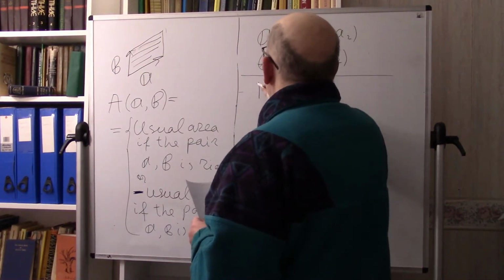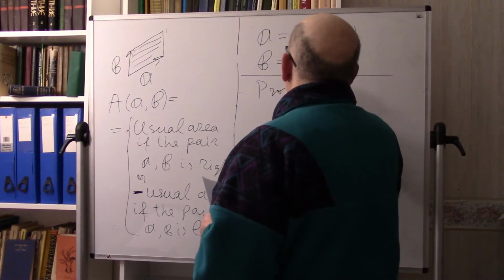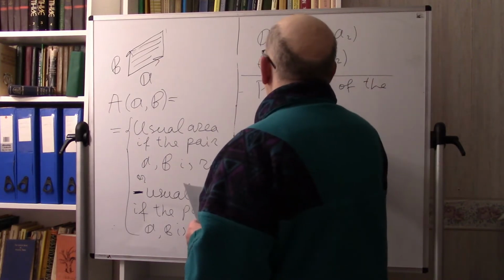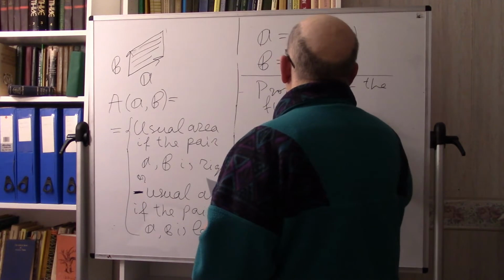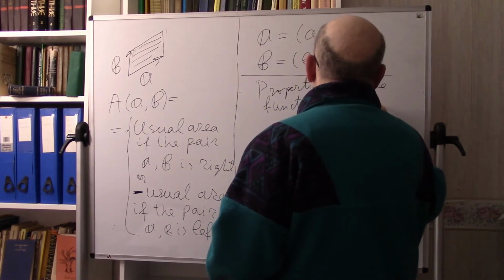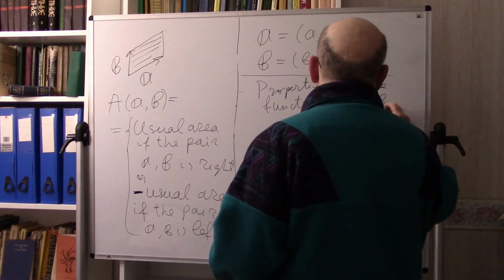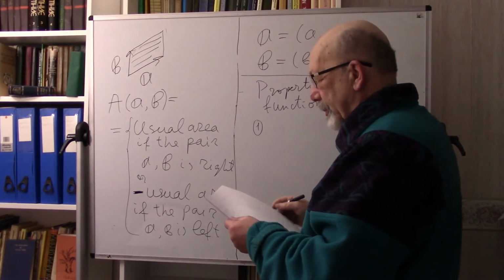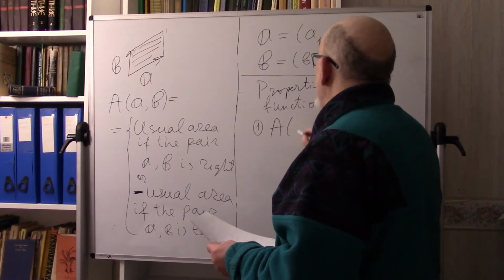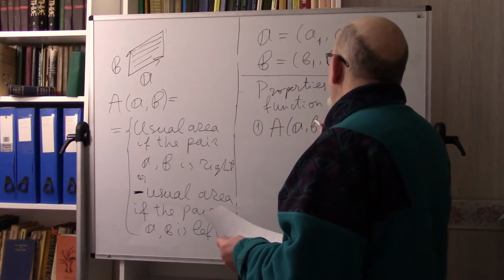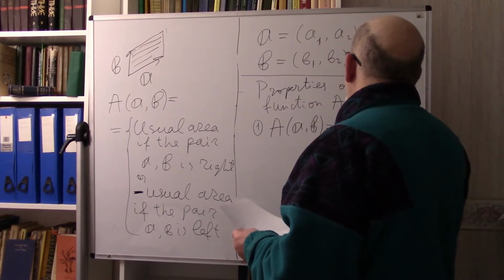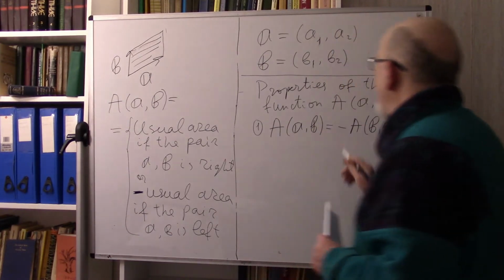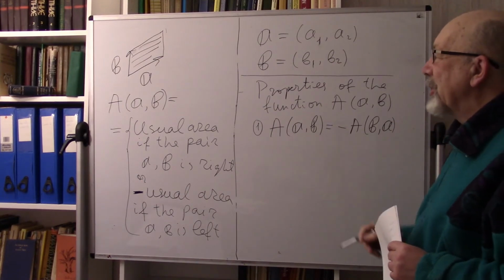So, properties of the function area of a parallelogram defined by vectors A and B. The first property: A of A, B equals minus A of B, A. So if you change places of A and B, the signed area changes sign.